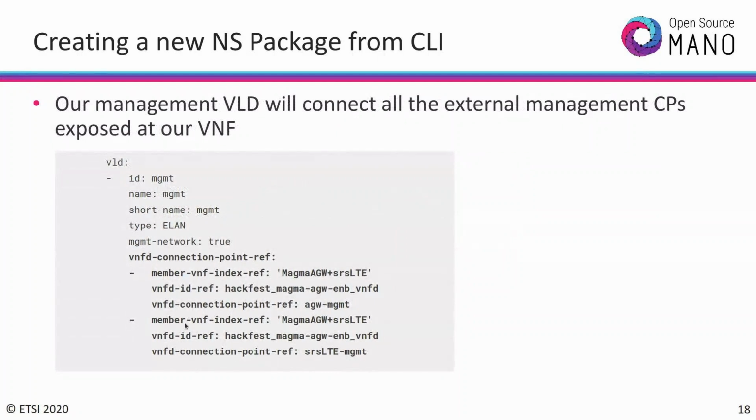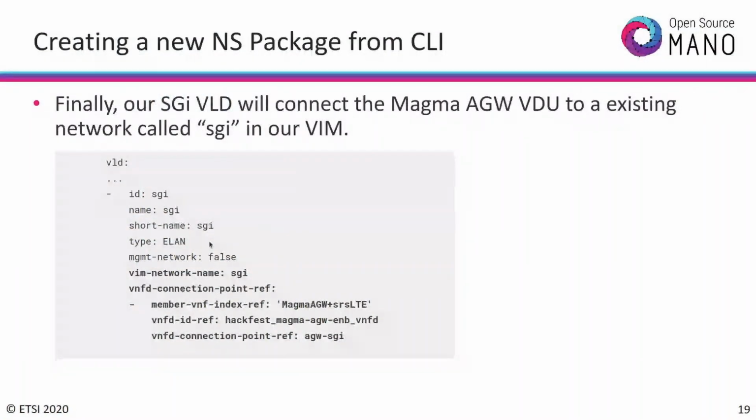Then our management VLD, which will connect all the external management connection points that we exposed at our VNF with the right names. Management network 2. This ensures that it will try to use a management network that you defined at your VIM. Finally, our SGI VLD, which will connect the MAC Access Gateway VDU to an existing network, which we define here in the VIM network name attribute called SGI.